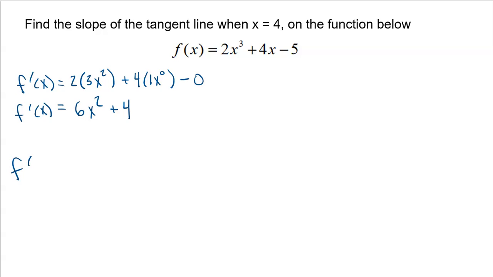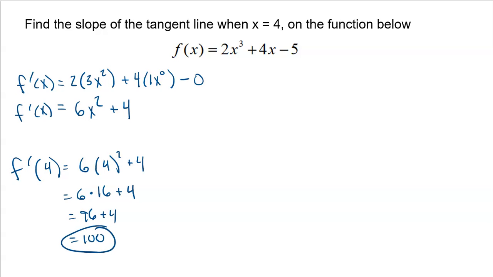So to find the slope when x equals 4, all I have to do is plug 4 into the derivative. So that's 6 times 4 squared plus 4. And showing all my work, that's 6 times 16 plus 4. And if you need to grab a calculator, do not be embarrassed. 6 times 16 is 96. 96 plus 4 is 100.